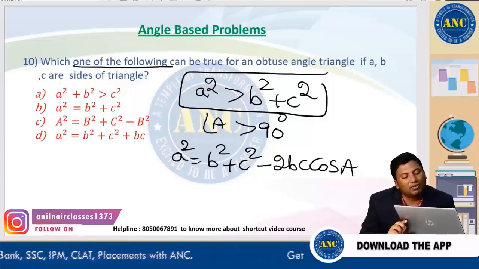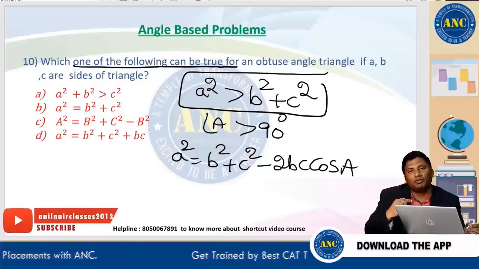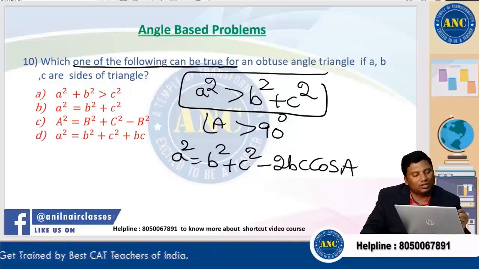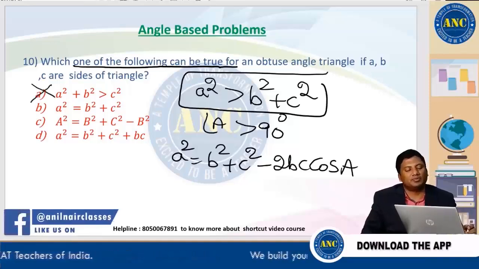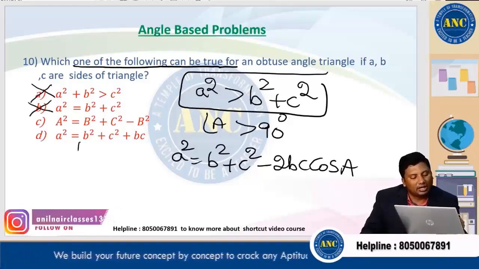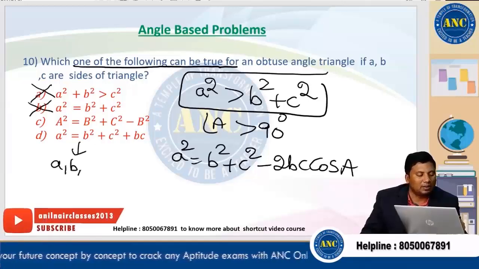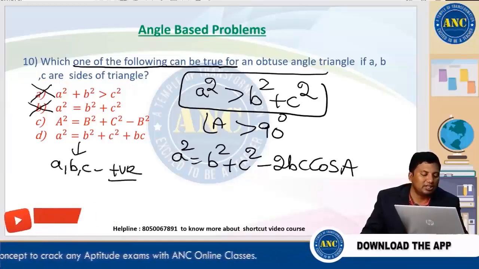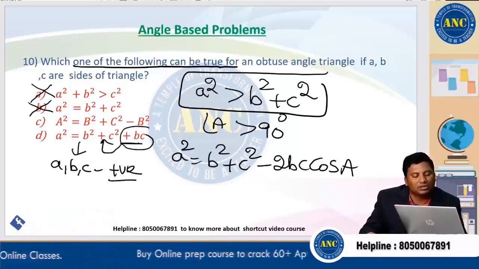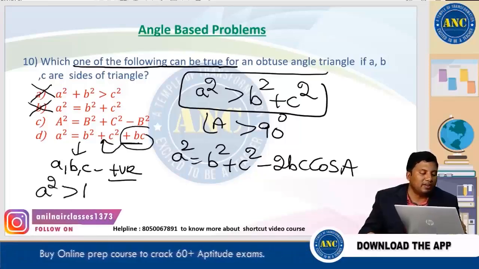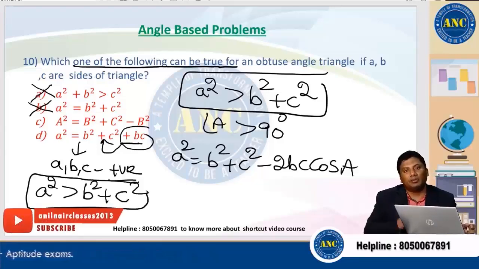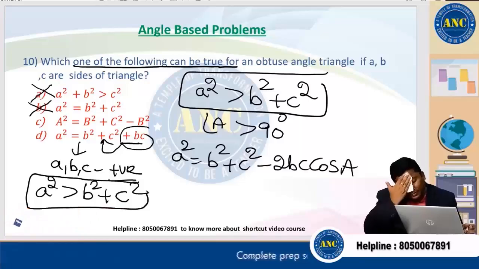Question is, which of the following can be true? One out of the 4 is true for an obtuse angled triangle. Now by looking at the question, first is incorrect. First is for an acute angled triangle. Second is for a right angled triangle. A square, can you see here? Here A, B, C are positive because they are the sides. To B square plus C square I am adding something. So definitely the value of A square is greater than B square plus C square.